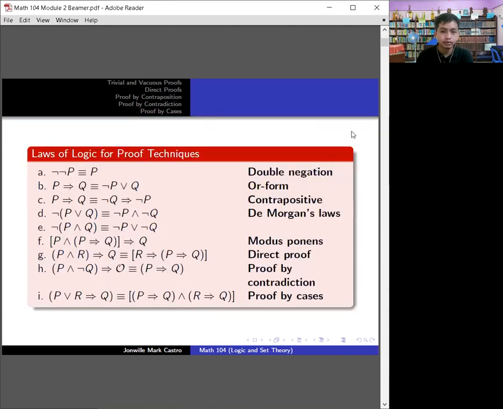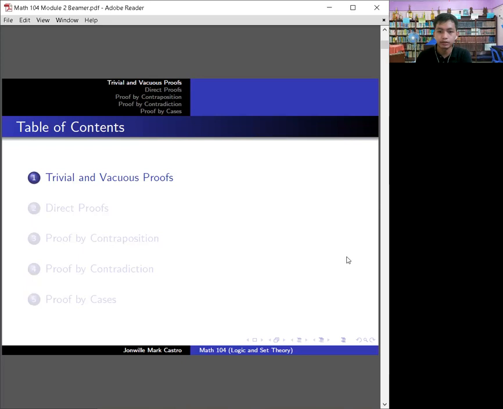Okay? So, para may reference tayo, i-recall natin yung mga laws of logic or proof techniques na na-encounter natin dun sa last discussion. So, meron tayong double negation or form of an implication, contrapositive, De Morgan's laws, modus ponens, direct proof, proof by contradiction, and proof by cases. So, mostly dito ay na-encounter na natin dun sa last discussion. Okay? So, first is trivial and practice proofs.